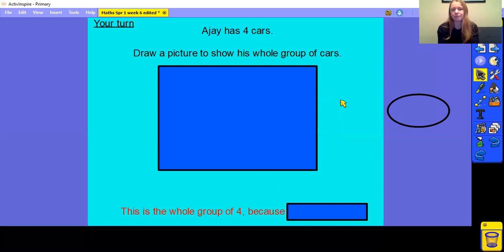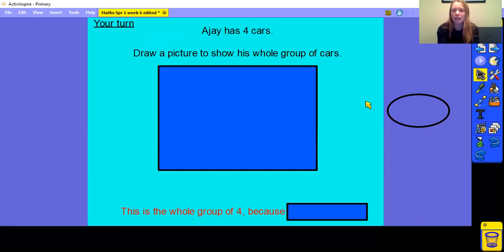Now it's your turn. Your job's a little bit different because I want you to draw the whole group of cars. Remember, when we have the whole group, we have all of the cars. This is what we're doing. It says AJ has 4 cars. Draw a picture to show his whole group of cars. Think about how many cars AJ has and make sure you draw all of them.